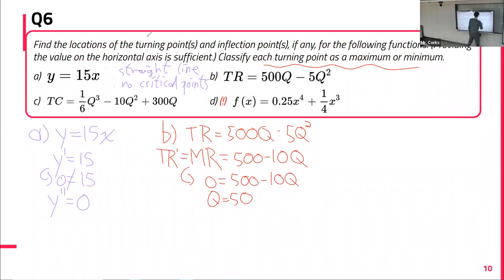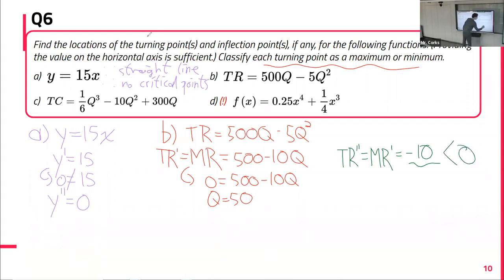Second derivative, okay, so total revenue double prime is equal to marginal revenue prime. All right, negative 10. What does that tell us? Okay, is this a maximum or a minimum? Okay, so this is less than 0.